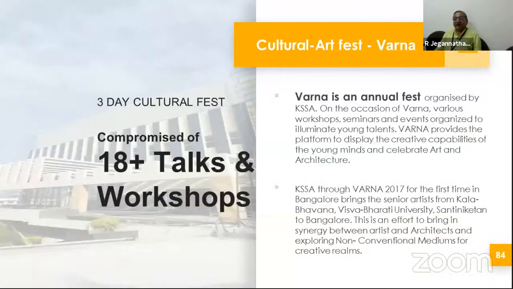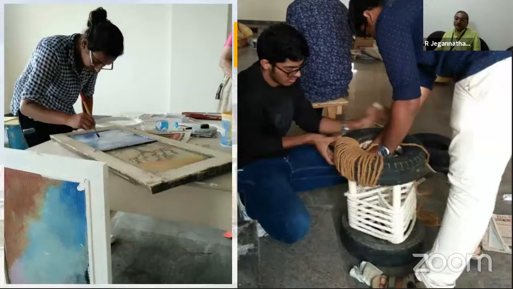So we've had different kinds of talks. Varna is an annual fest we conduct. This is a festival of colors, as the name itself suggests. And we have various activities for the students, encouraging them to do various kinds of different arts. In fact, for one of the sessions, we teamed up with Shantiniketan, the very famous art university in Bengal.